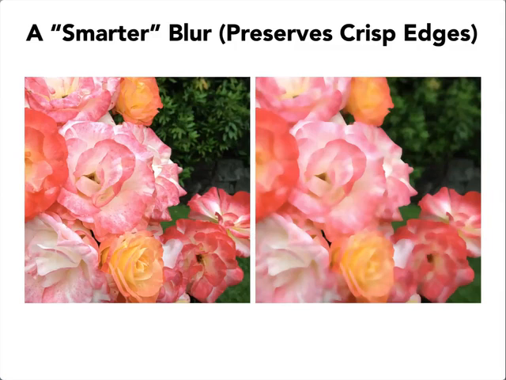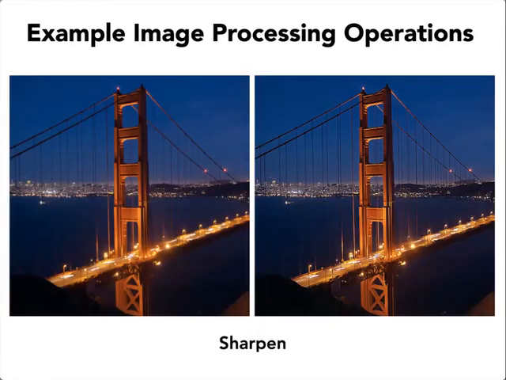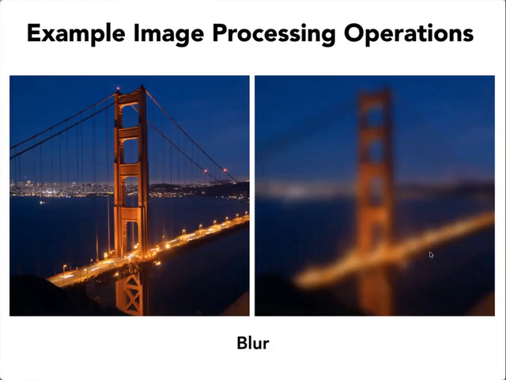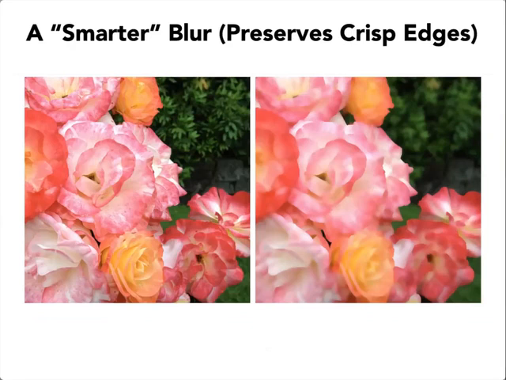This is an example of a quote unquote smarter blur. We'll talk about the mathematics of this and how it's implemented later in this lecture. But for now, you can see that this blur, unlike the example I showed before, if I go back to it just for a moment, in this one, everything in the scene got blurred at the same time. So all the detail, for example, in the wires is gone, as well as the detail inside of the bridge tower itself. In this example over here, something slightly different has happened.